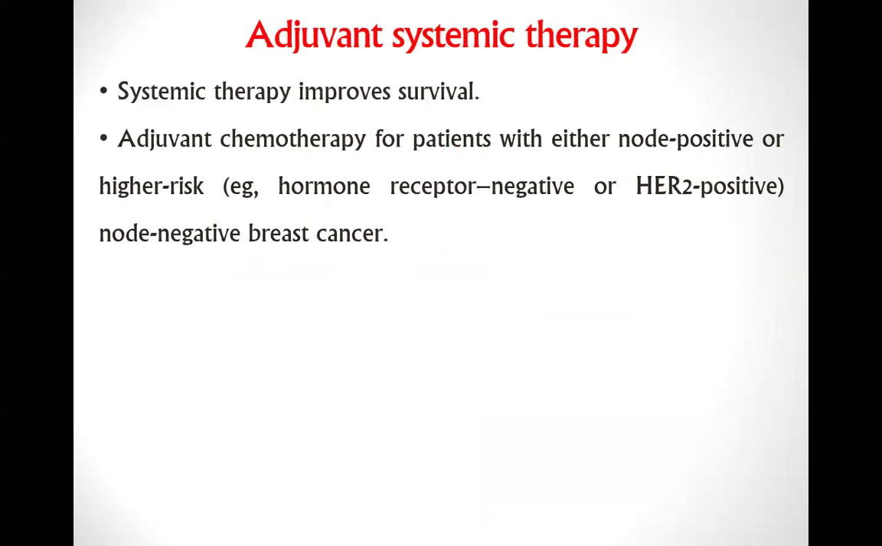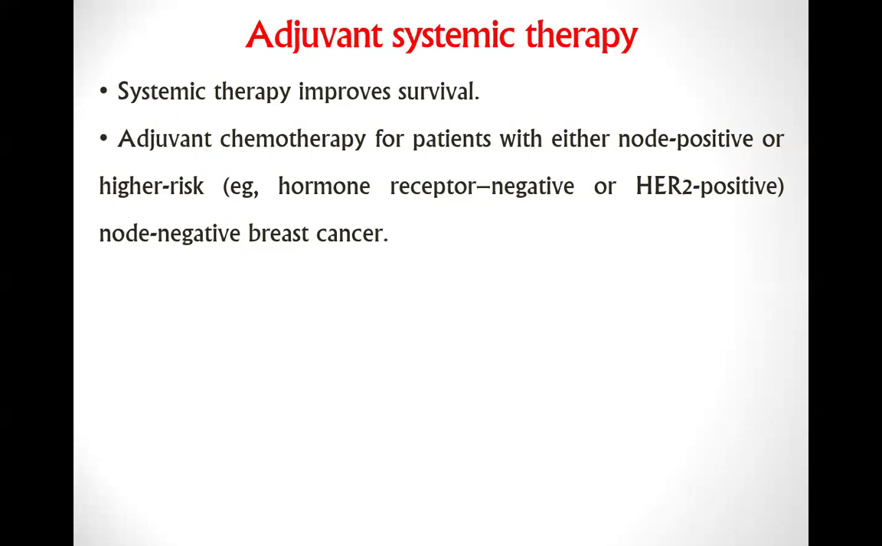Adjuvant systemic therapy improves survival. Adjuvant chemotherapy is given for patients with node positive, meaning lymph node positive, disease, or higher risk when hormone receptor negative or HER2 positive, node negative breast cancer. Which one carries a worse prognosis: estrogen receptor positive, negative, or HER2 positive?